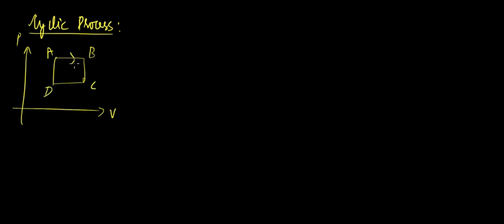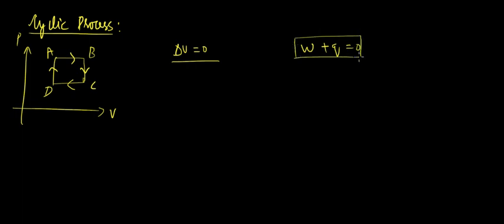So from A to B, there is an expansion. B to C, the volume gets lowered at constant volume. From C to D, it's a compression, and from D to A, again the volume increases at constant volume. Pressure increases at constant volume. So as U is a state function, delta U would be 0, hence we can write W plus Q would be equal to 0 in this case.